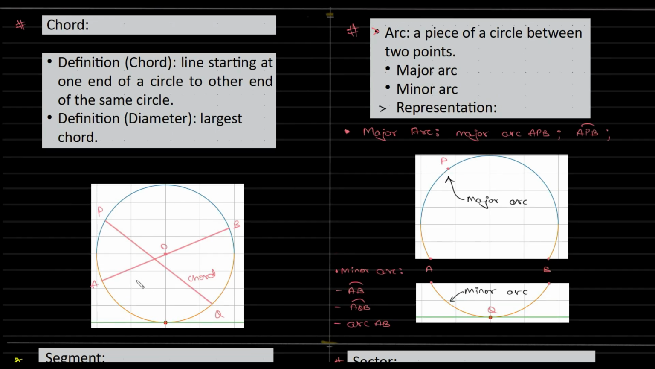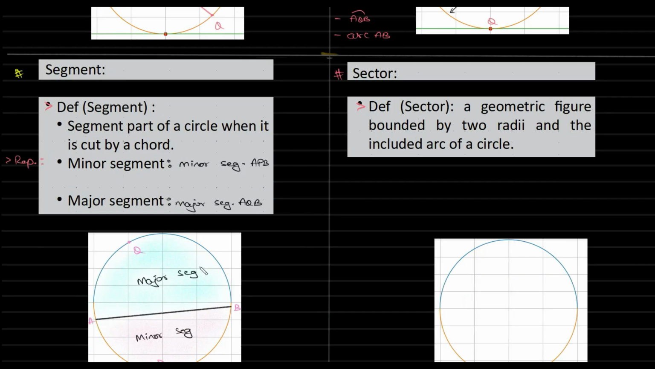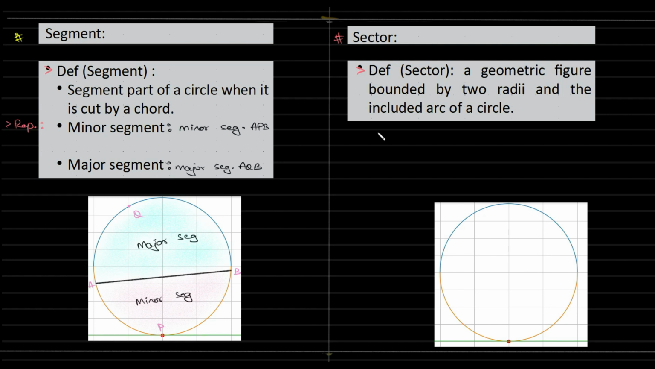So for a chord, you just tell PB. That's it. Line segment PB is your chord. AB is your chord. So there's no fancy way of representing all of this, like how you write diameter AB. So that's it. But yes, here the representation and everything is very specific. So I would like you guys to learn it properly.